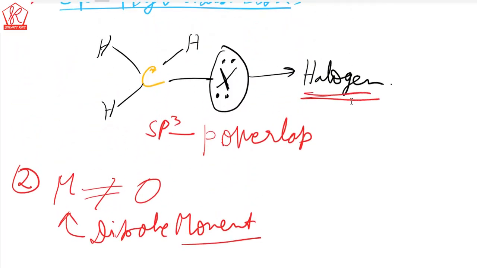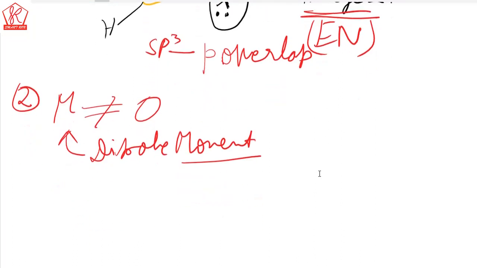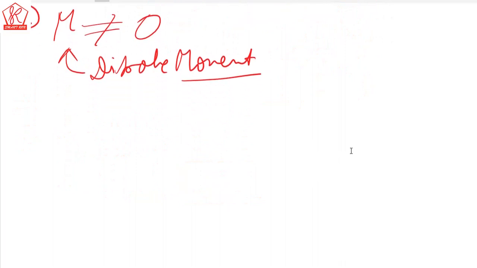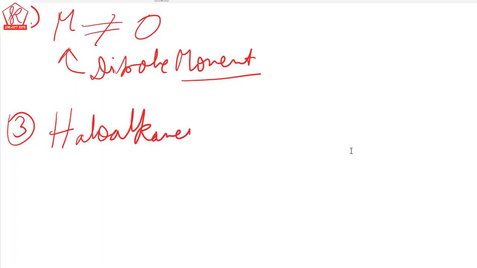And the reason why it has a dipole moment is because the halogen present over here is highly electronegative. And due to the electronegativity of halogen, the attraction of the electrons is in this direction, for which we have a dipole moment, and the dipole moment is directed towards the halogen, and hence all the haloalkanes are also polar in nature. So the third point of the properties is haloalkanes are polar in nature.